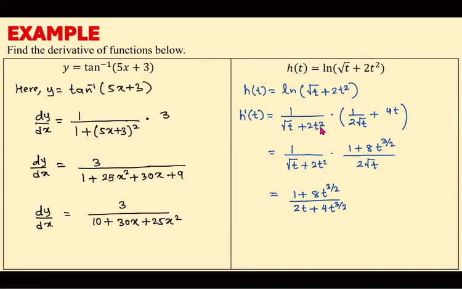In both of these, we use the chain rule, but the formulas we use are different. For the first one, to find the derivative of tangent inverse, we use 1 over 1 plus x squared. Whereas in the second one, the derivative of natural log is 1 over the argument. The argument is this one, so 1 over that. And we use the chain rule and multiply by the derivative of the inside function.